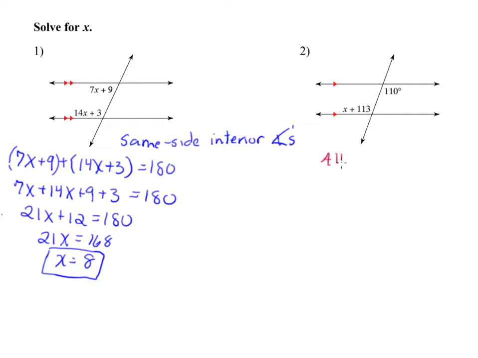These are alternate interior angles, and they are equal to each other. So I would say that x plus 113 is equal to 110. So x is equal to 110 minus 113, which is -3.